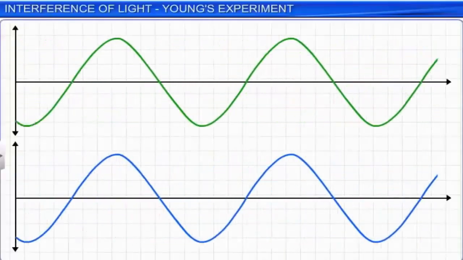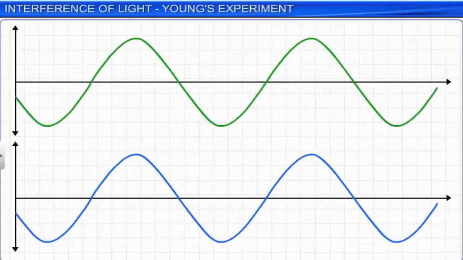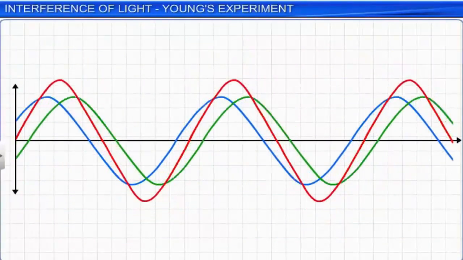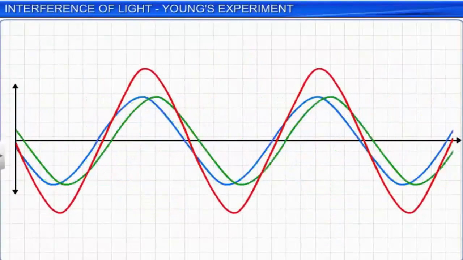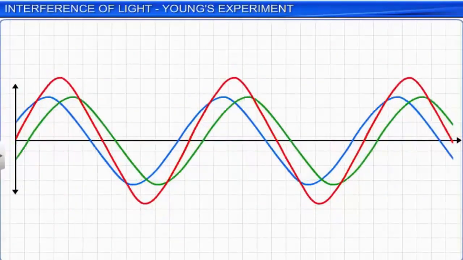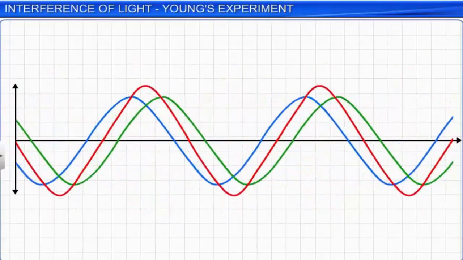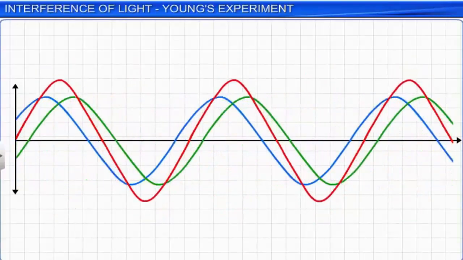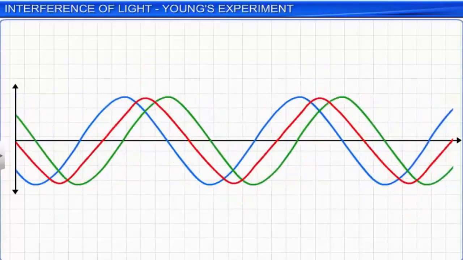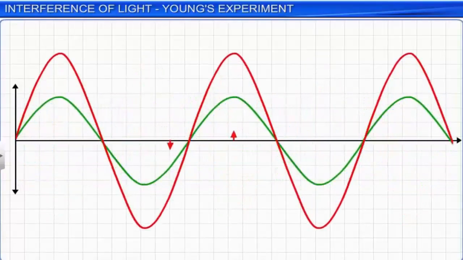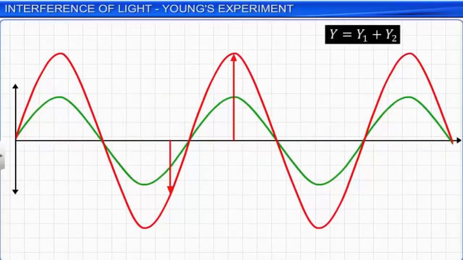When two waves reach a point in space at the same time, the resultant displacement of the particle is given by the principle of superposition. According to this principle, the resultant displacement, y, is the vector sum of the displacements y1 and y2 caused by two waves.